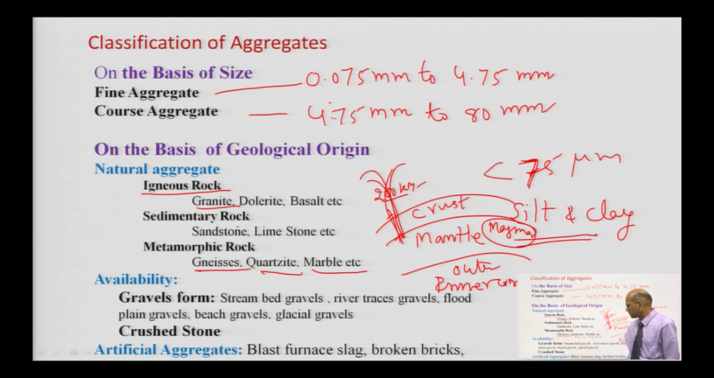Then we have availability. This is available in gravel form. You can get gravel from stream beds, river terraces, floodplains, beaches or glacial gravels. These gravels are also natural aggregate, but we do not have to break them. They are naturally available due to weathering action or some mechanical work done on the rock. The gravel we get from the stream bed can be used directly if silt is not there. If silt is there, then you have to wash it.